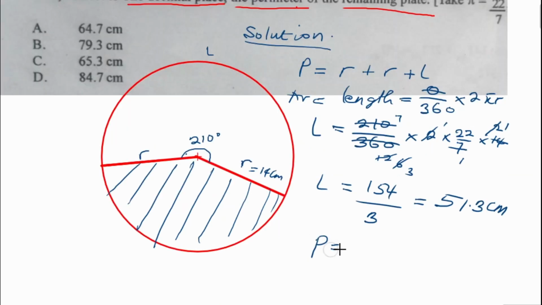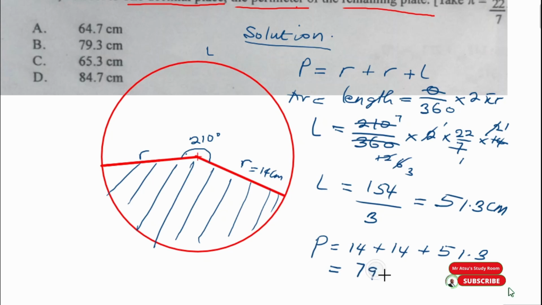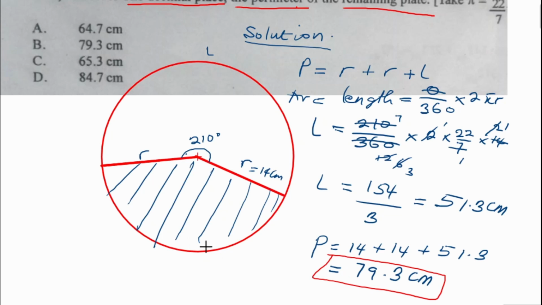So coming back to the perimeter here, the perimeter of this sector of the circle will now be P equals 14 plus 14 plus 51.3, which when we put all together will give us 79.3 centimeters. And looking through the options, that is option B, 79.3 centimeters.